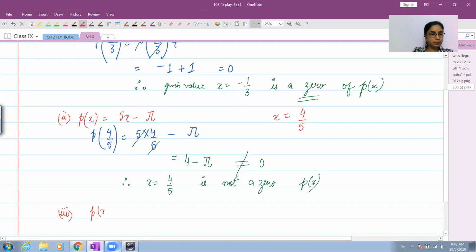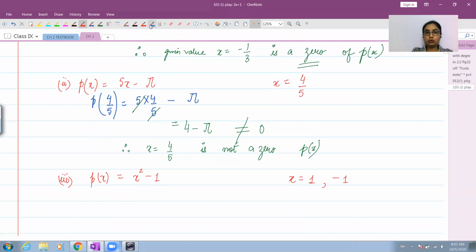Third part, we have P(x) equals x square minus 1. This time you have two values of x. One is 1 and the other one is minus 1. So you will be working with two values. First of all, find out P of 1.